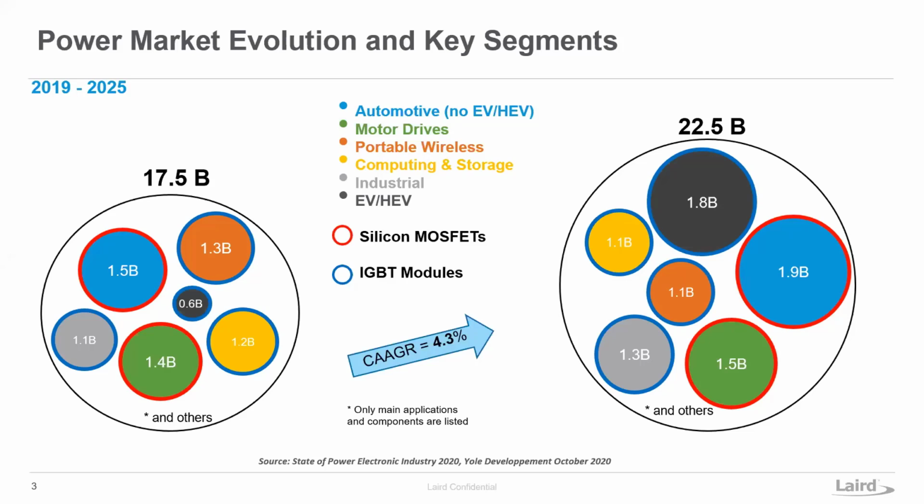We also can see that motor drives in the industrial market segment are slated to grow, while portable wireless and computing storage stay about the same.